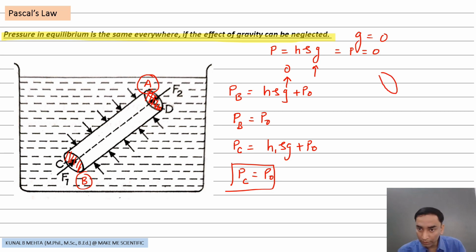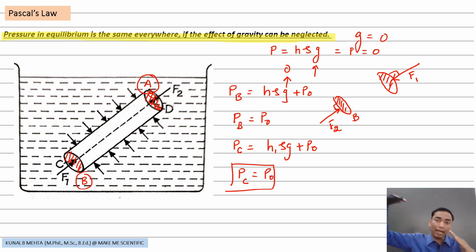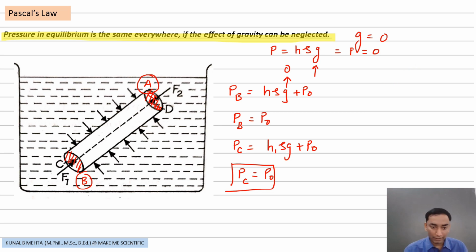Both surface areas will be experiencing a thrust due to water. The thrust is always perpendicular to the area. So the thrust by the water will try to compress it in this way, and the thrust from the bottom part, this area B, would be like this, because the thrust would try to compress the cylinder from all sides. Since the cylinder is in equilibrium, the net force has to be 0, which means F2 and F1 should be equal. Then and only then can the cylinder be in equilibrium. So I'm going to simply say F1 and F2 are equal because the cylinder is at rest.